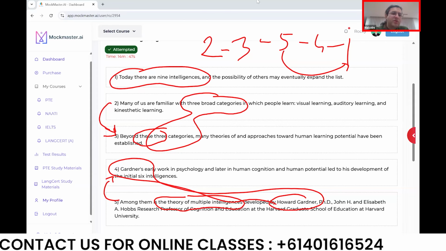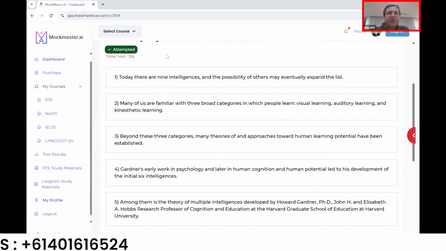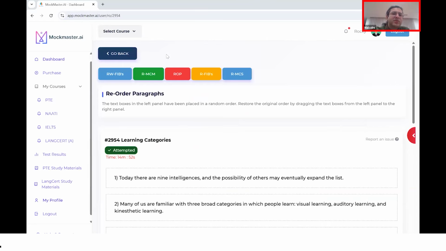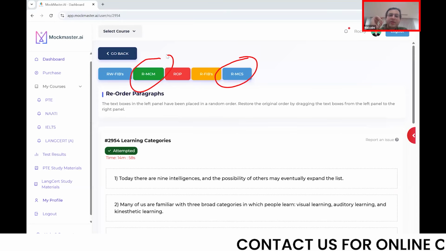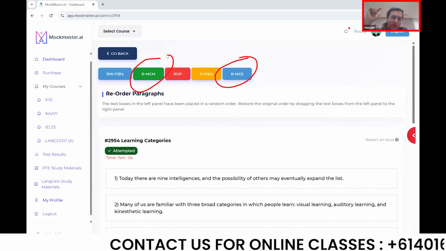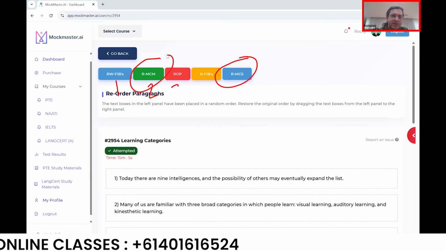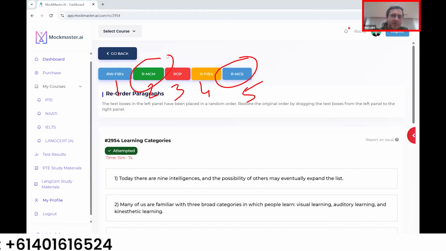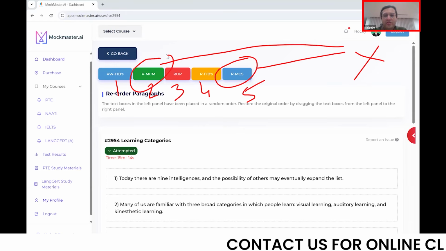Now coming to the last 2 tasks. The last remaining 2 tasks are multiple choice, multiple answers, and multiple choice, single answer. And by the way, the pattern of the reading test always is like this. This is the first task, this is the second task, third task, fourth task, fifth task. Now, these 2 tasks are not that important. They are time-wasting tasks, to be honest.